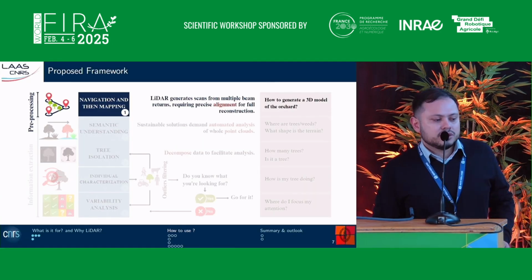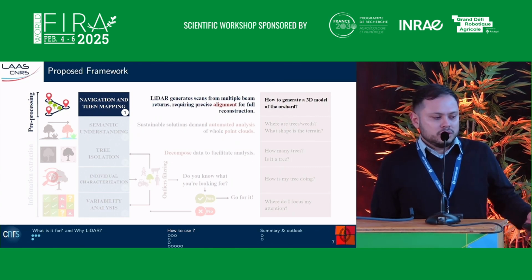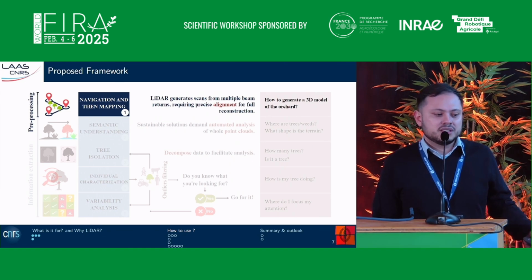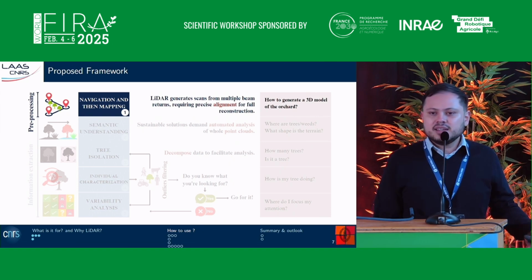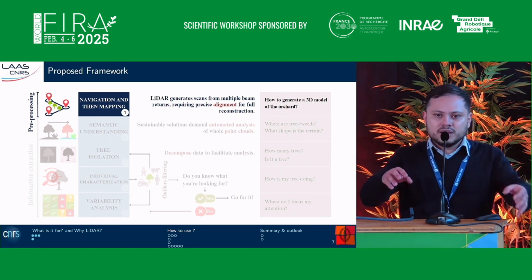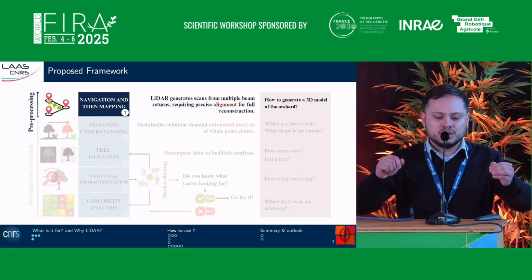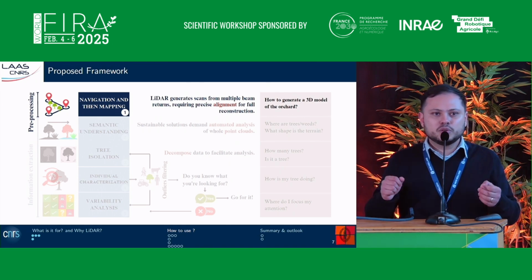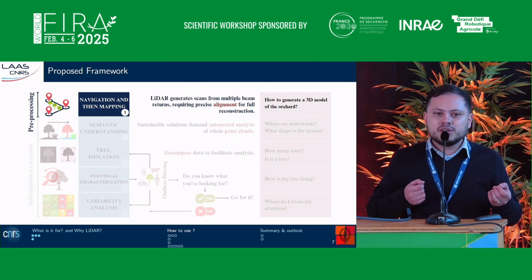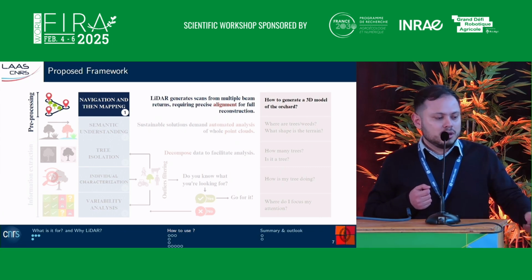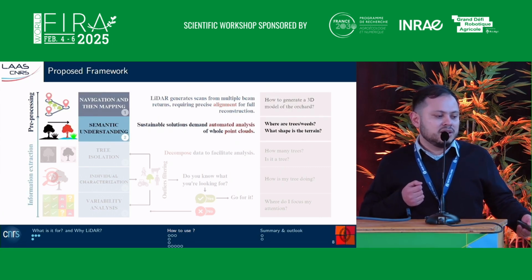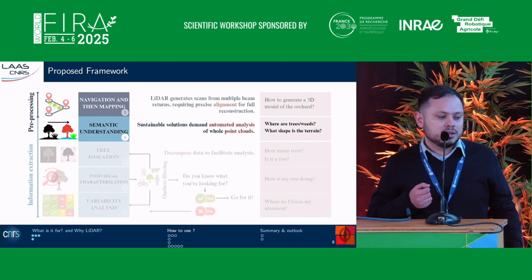Okay, so the proposed framework starts with a pre-processing stage. Basically the question here is how to generate a three-dimensional model of the orchard. The idea here is, okay, we have the LiDAR, we get the data, but we need to combine all these LiDAR scans from the moving robot in a perfect alignment so it's possible to generate a three-dimensional representation of the orchard.